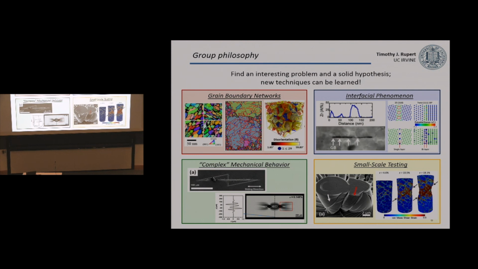And you can find examples of the same on all of these. This is an example of wrinkling in films. This is an example of modeling shear localization within nanocrystalline nanowires. And this is an example of studying grain boundary doping in structure.